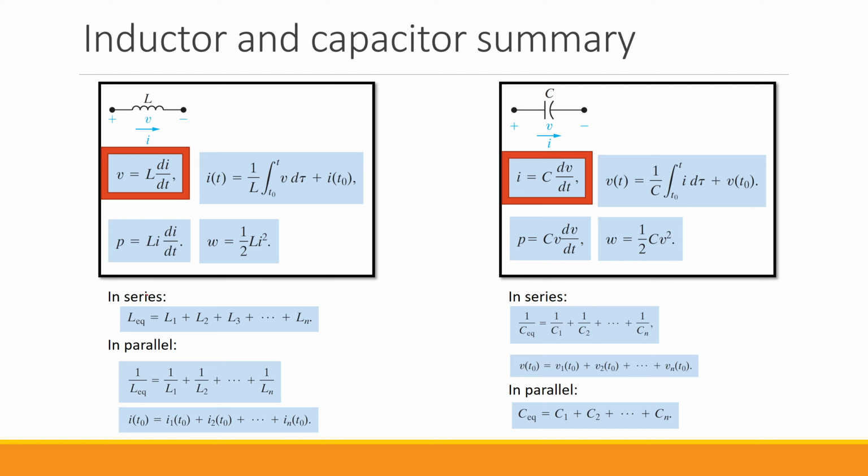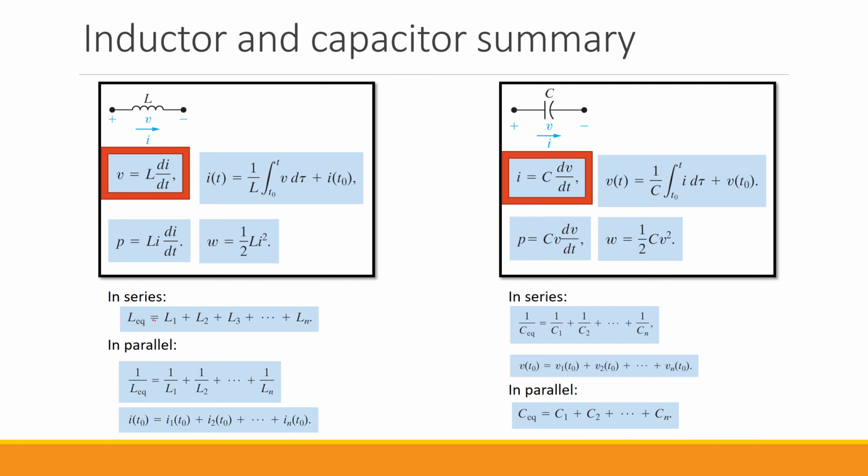We also talked about how we can connect inductors and capacitors in series and parallel too. Inductors behaved similarly to resistors. If you had a bunch of inductors connected in series, the equivalent inductance was the result of summing all the inductors connected in series. And when they were connected in parallel, 1 over the equivalent inductance was the summation of 1 over L1 plus 1 over L2 plus all the way to 1 over Ln.